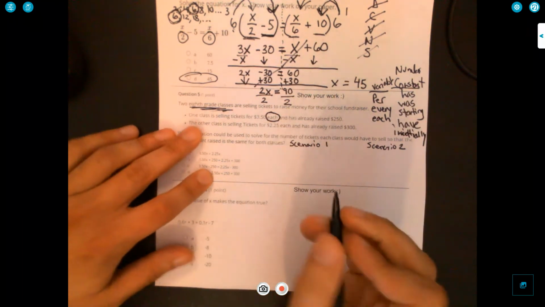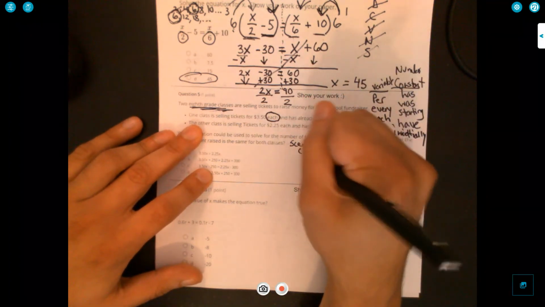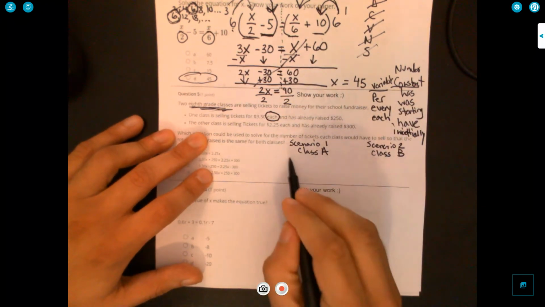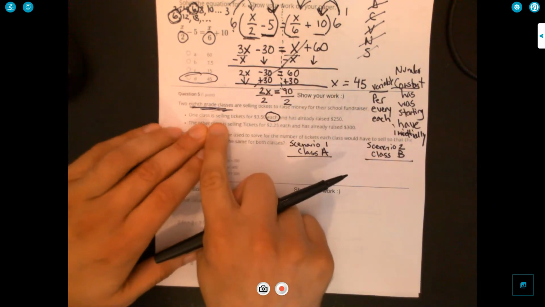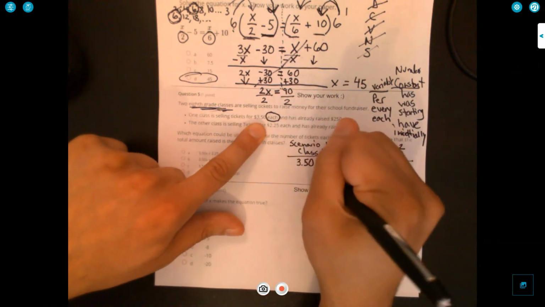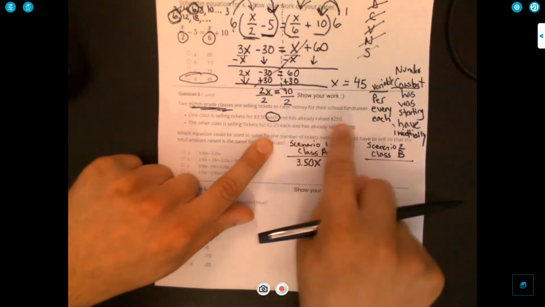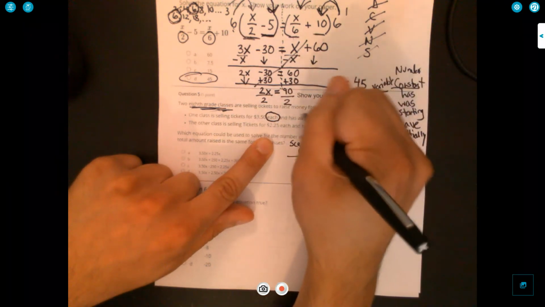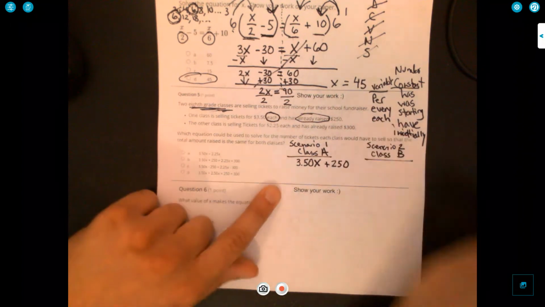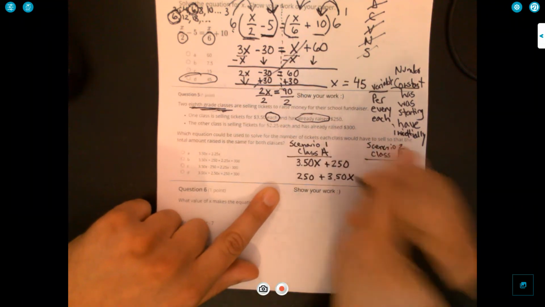So $3.50 each. So one class, I'm just going to say this is class A, and this is class B. All right, so one class is selling tickets for $3.50 each. So that means I'm going to set up $3.50x. We know that $3.50 is going to be multiplied by something, and they already raised $250. So already raised, how much they already have? $250. Or you could write this as $250 plus $3.50x.